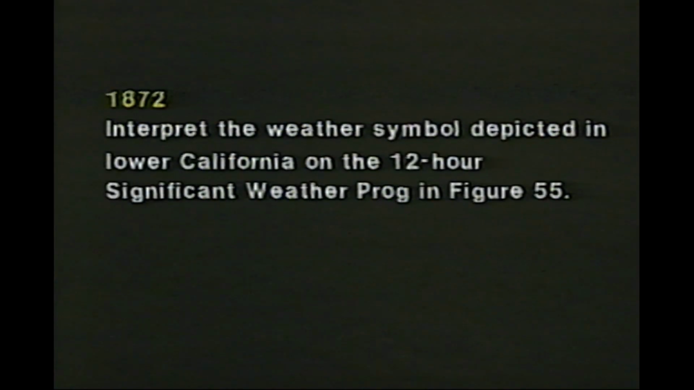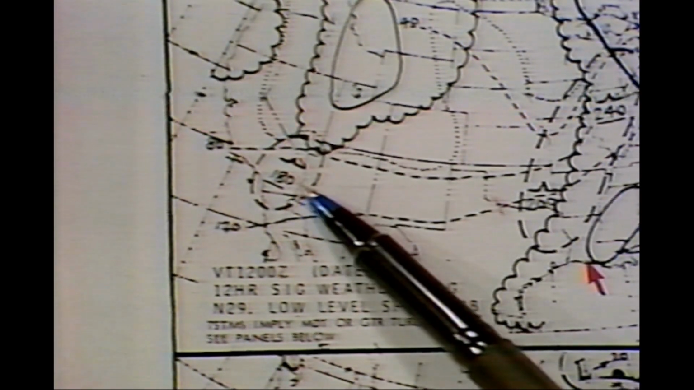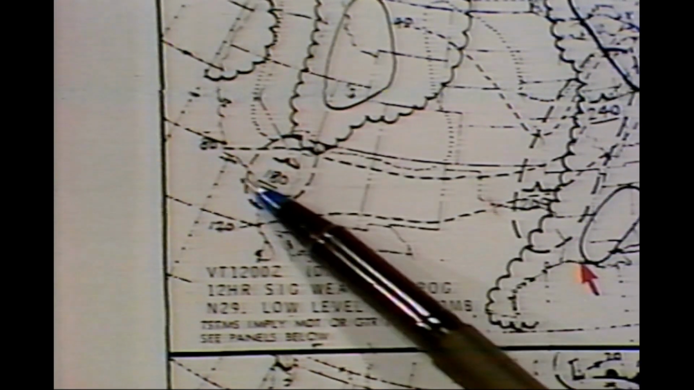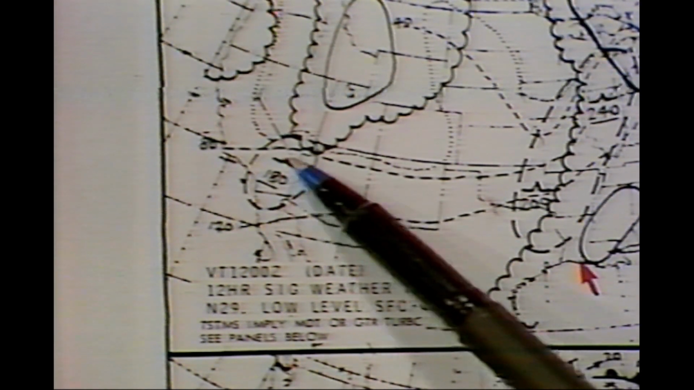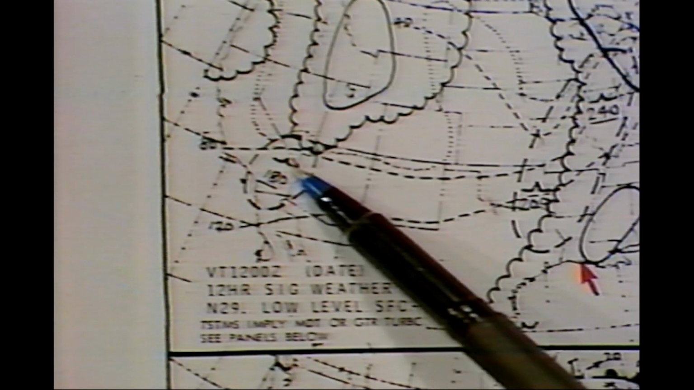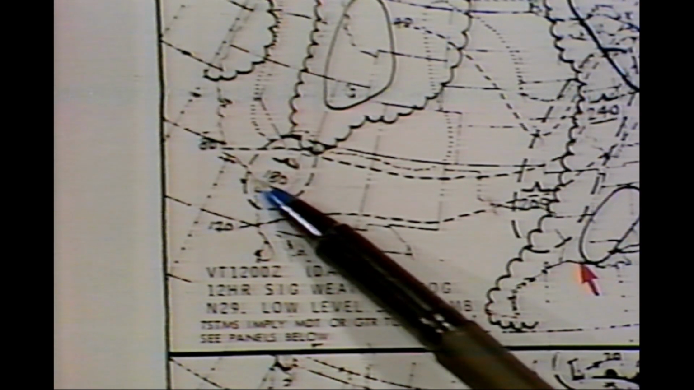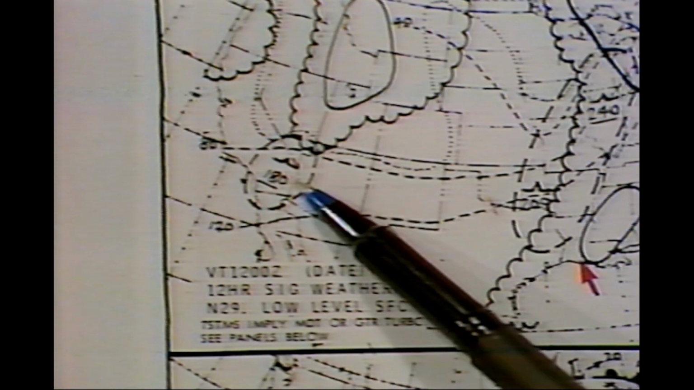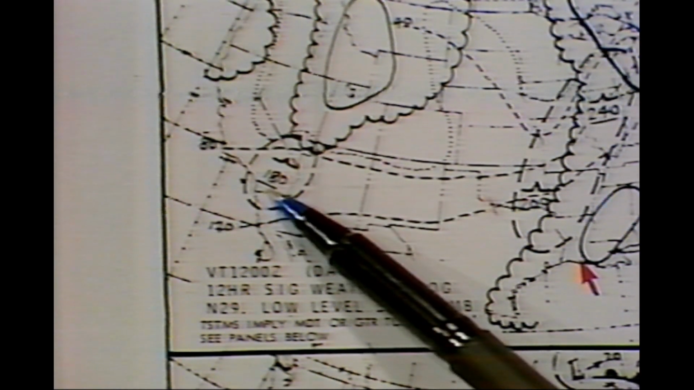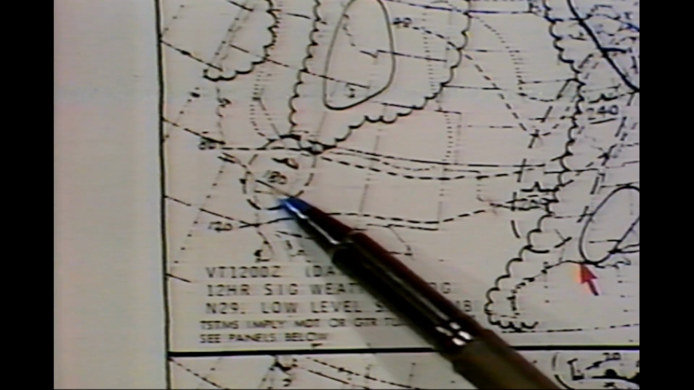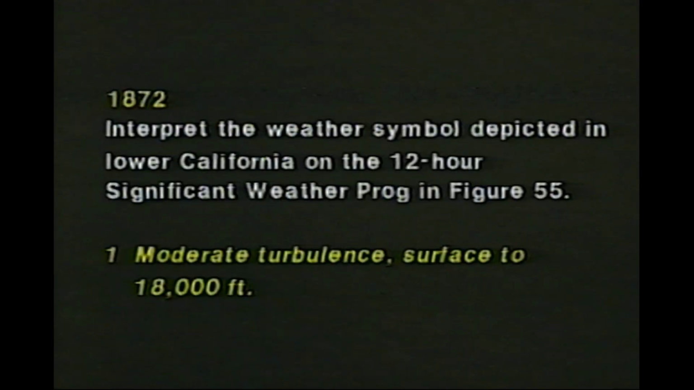872. Interpret the weather symbol depicted in Lower California on the 12-hour significant weather prog in figure 55. Well, the 12-hour significant weather prog, remember, is the upper right-hand panel of figure 55. And when you look in there in Southern California, we see our dashed lines and a little top hat symbol showing moderate turbulence. Here is 180. That's the top, because there's a line below 180. So the top of the turbulence is 180. There is no number below that line, so the bottom of moderate turbulence would be the surface. So it's answer number 1, moderate turbulence, surface to 18,000 feet.